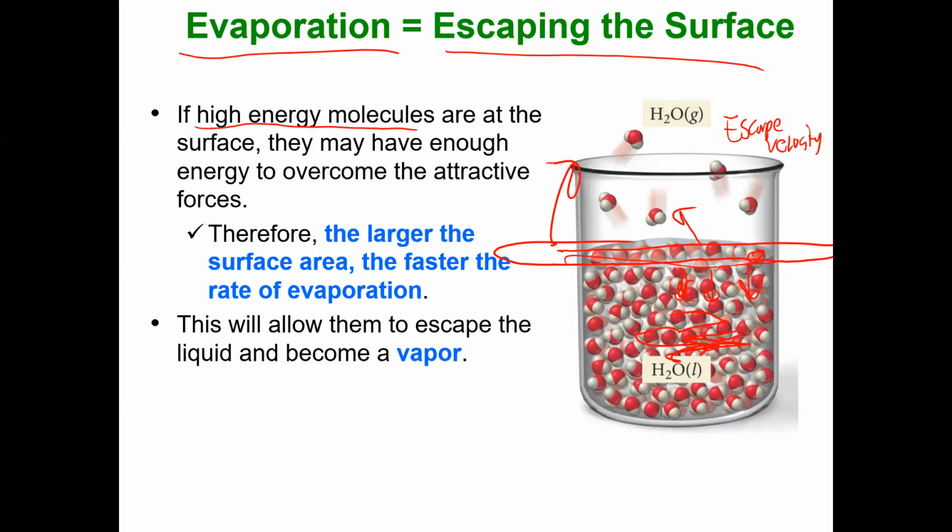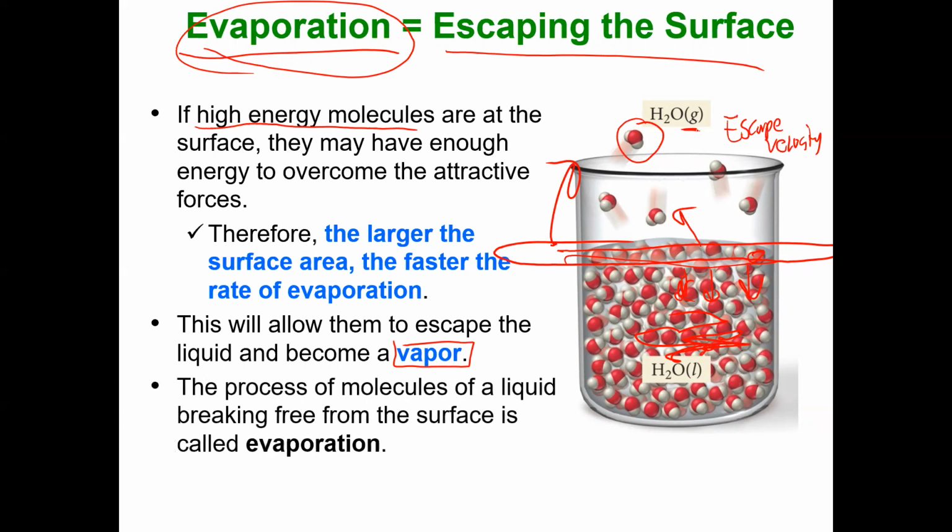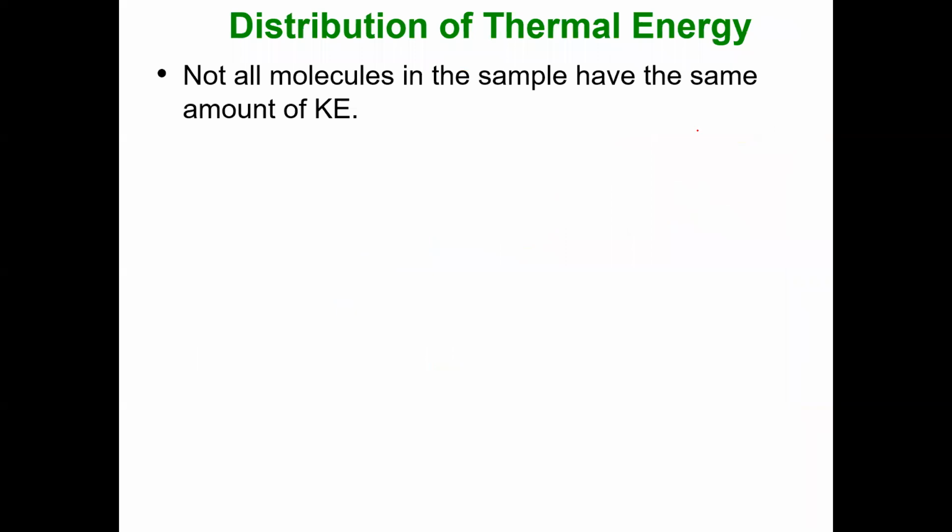Now, when they do escape, they become a vapor. Essentially, when something is evaporating, it becomes a vapor, meaning a gas. The process of molecules of a liquid breaking free from the surface is called evaporation, and you're making vapors. So how does this happen at any temperature?